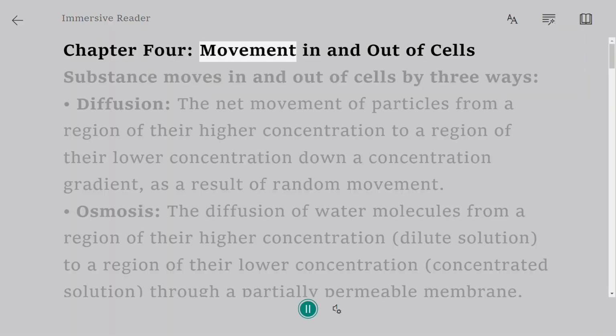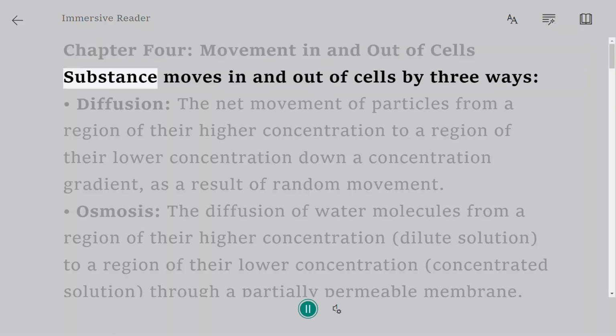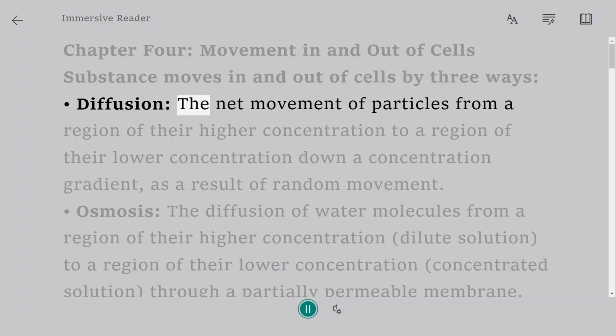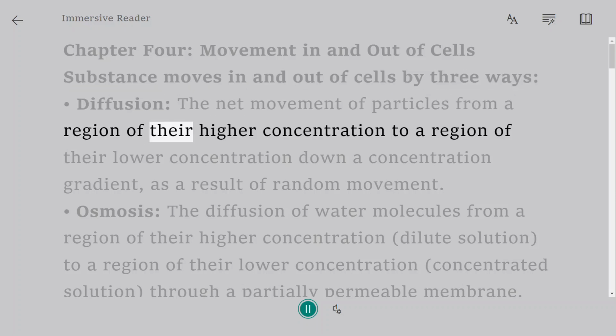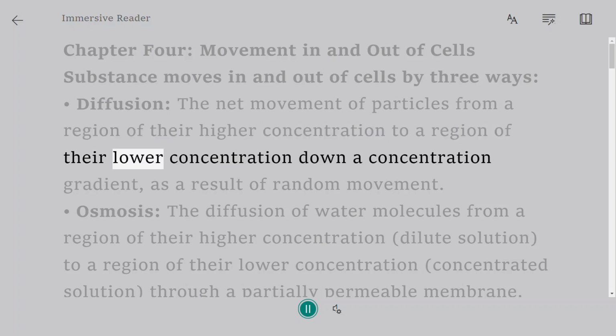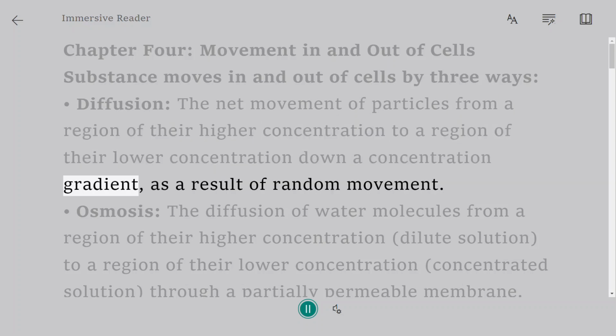Chapter 4: Movement in and out of cells. Substances move in and out of cells in three ways. Diffusion: the net movement of particles from a region of their higher concentration to a region of their lower concentration, down a concentration gradient, as a result of random movement.